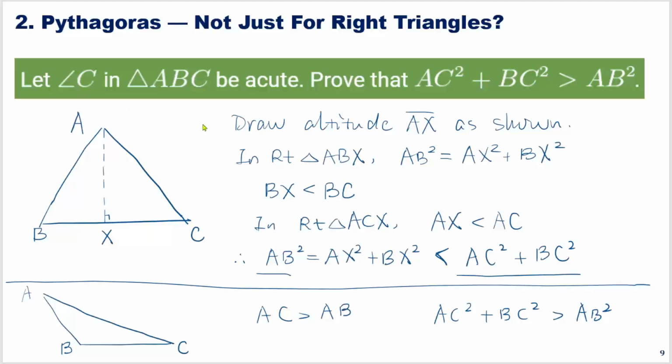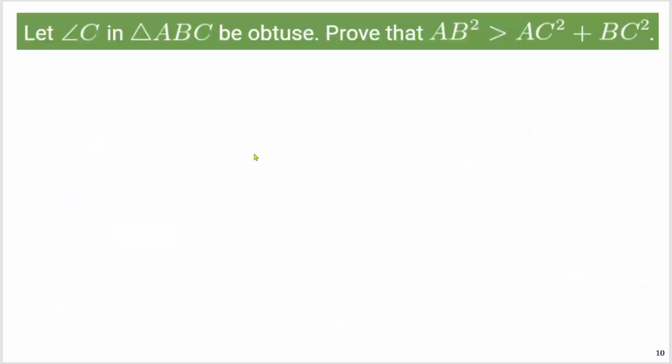Okay, now let's consider another statement. If we let angle C in triangle ABC be obtuse, can you prove that AB squared is larger than AC squared plus BC squared? Again, let me draw you a diagram to illustrate the situation here.